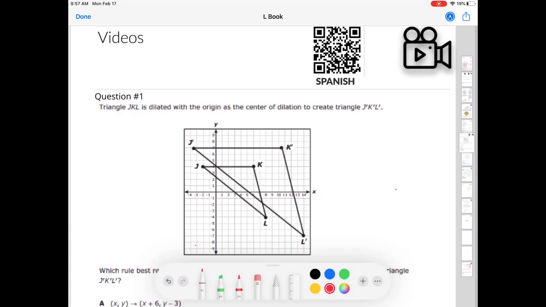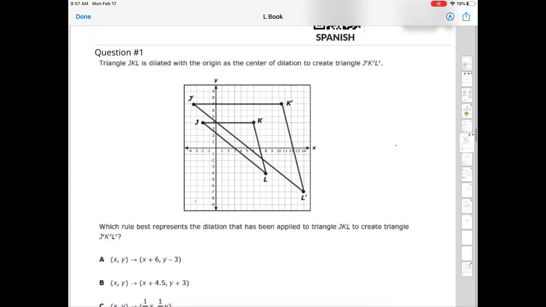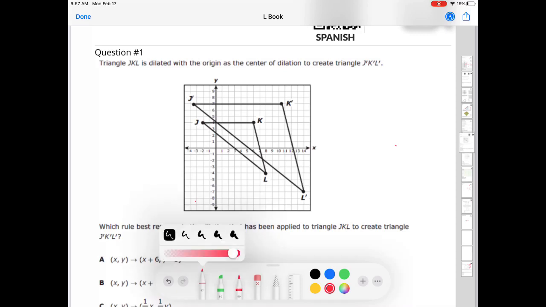Alright, so we're going to be looking at two dilation questions right now. Question number 1 reads: triangle JKL is dilated. Remembering back to our CUBES method, we're going to box keywords. Dilate is one of our keywords from the academic vocabulary we've learned. With the origin as the center of dilation, to create triangle J prime, K prime, L prime.